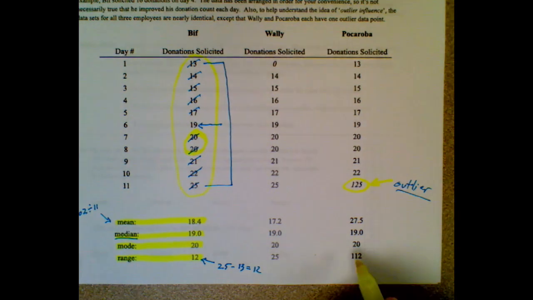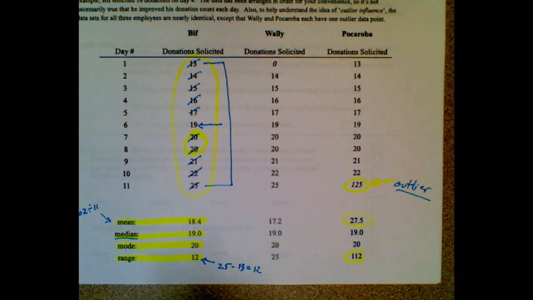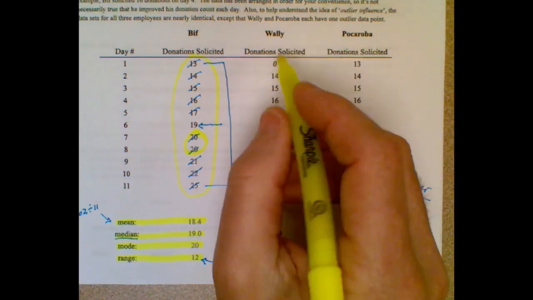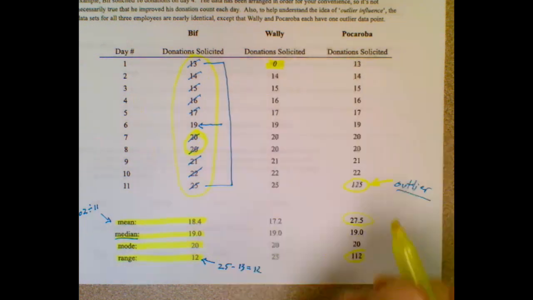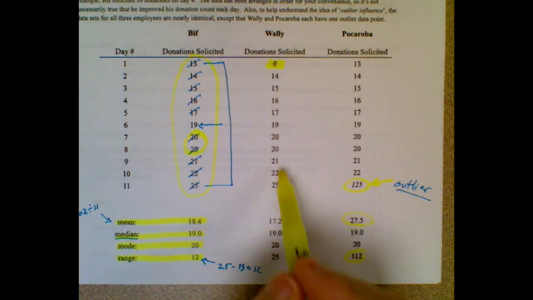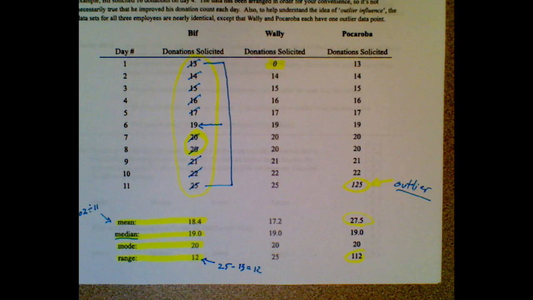For example, look at now, he has a crazy range compared to the other people, and even his mean seems unusually large. Those are based on that outlier. Wally also has an outlier. He has a 0, which is unusually low compared to the rest of the data pieces.